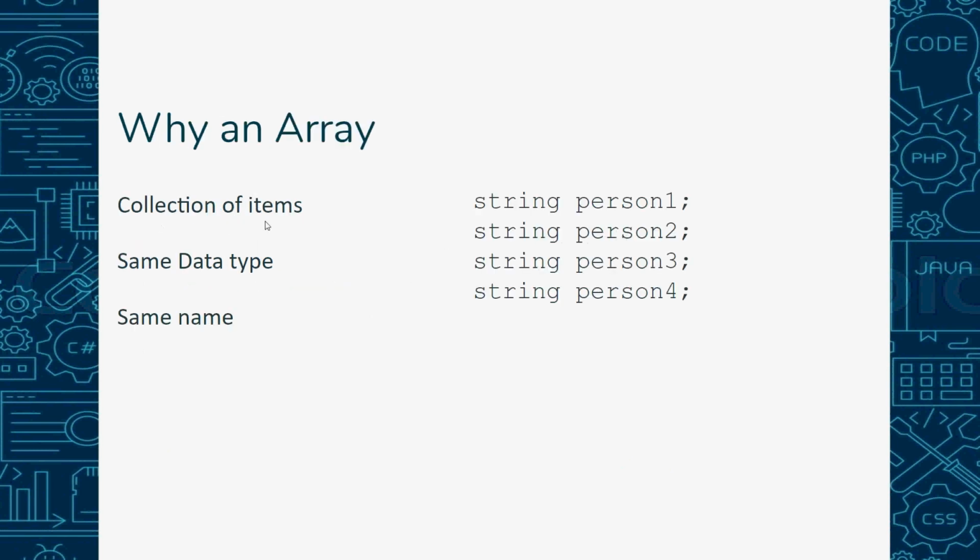What is an array? An array is a collection of items. You've probably seen them before in some other programming languages. One thing about an array is they're always the same data type and the same name. So here's our little example.